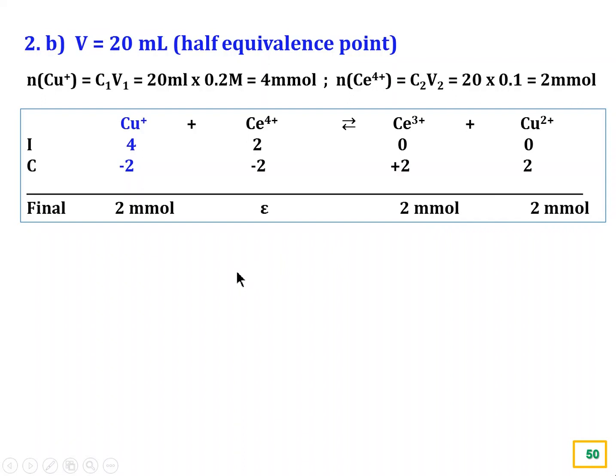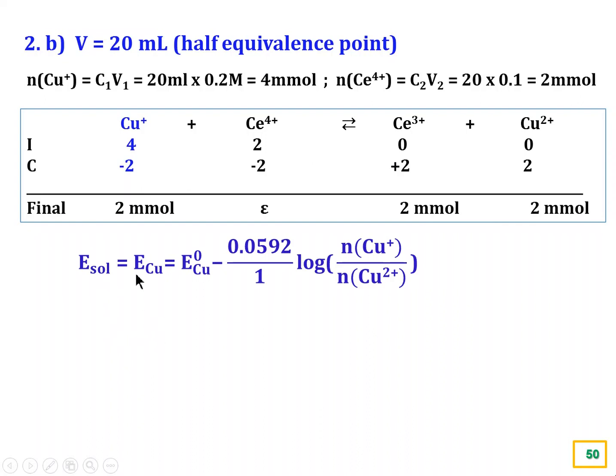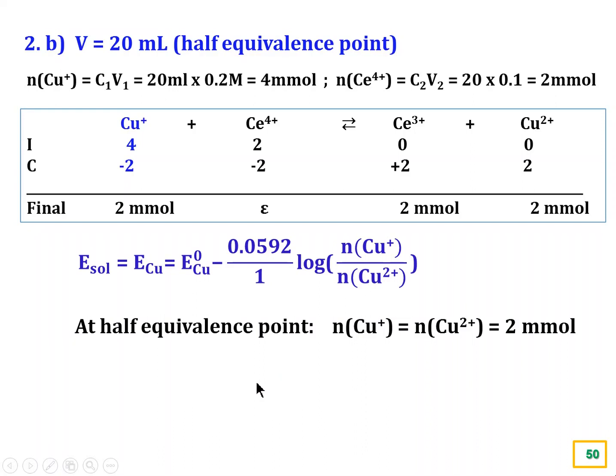So we apply E of the solution on the couple Cu2+/Cu+. E of the solution equals E of the couple Cu2+/Cu+ equals E0 minus 0.0592 divided by 1 times log of the number of moles of Cu+ divided by the number of moles of Cu2+. So E of the solution equals E of the couple Cu equals E of the couple cerium equals E0 of the couple Cu2+/Cu+, equal to 0.15 volt.